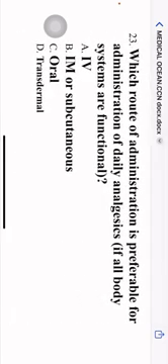Which route of administration is preferable for administering a daily analgesic if all body systems are functioning? IV, IM, subcutaneous, oral, transdermal. If all body functions are stable, we will give oral painkillers, not IV.